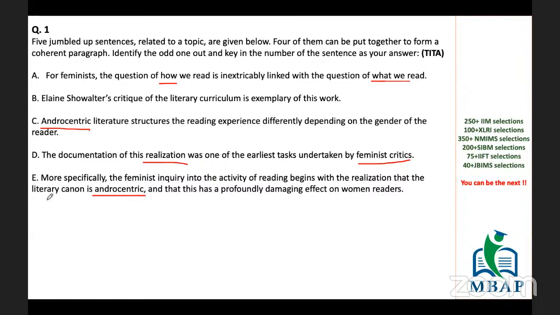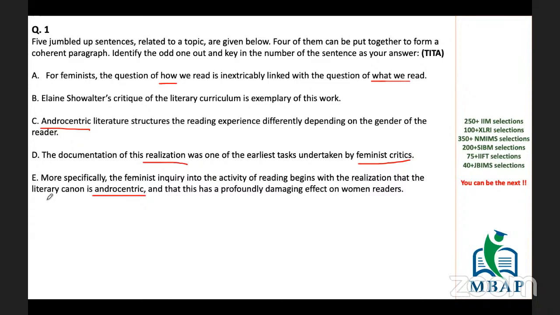But what was our point? What was our central idea? Our central idea was women and what they read and the impact of the content. Whereas C is basically addressing what that literature is. This is something which is not our topic. So what we can do, we can choose C as out of context.